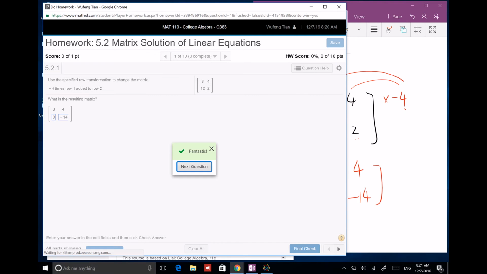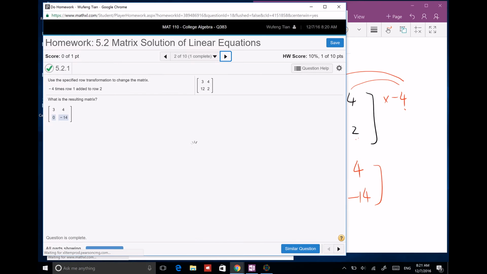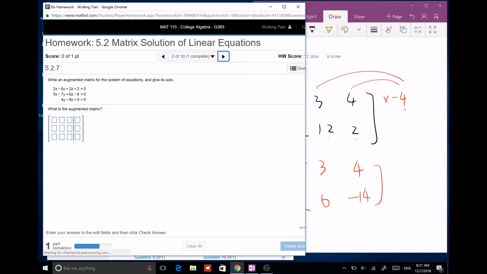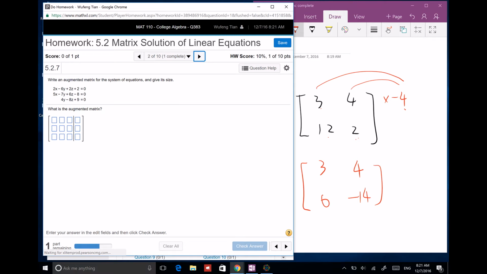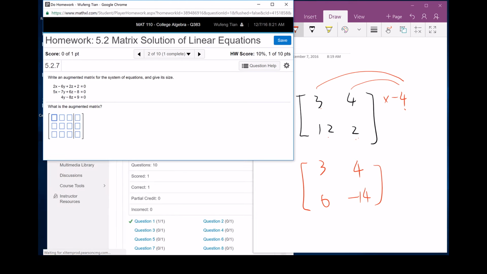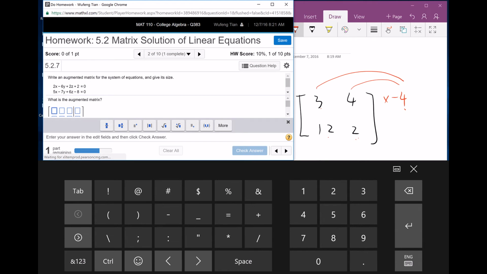Okay, so next question. What's the augmented matrix? So you just type the numbers in. Coefficient, all of the coefficients. The first one is going to be 2.